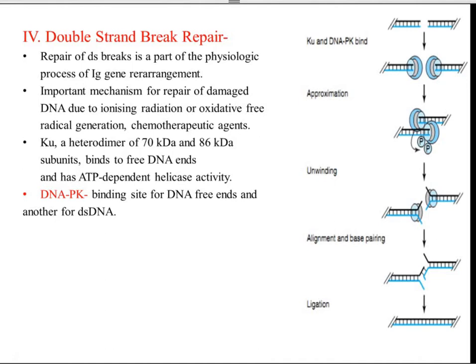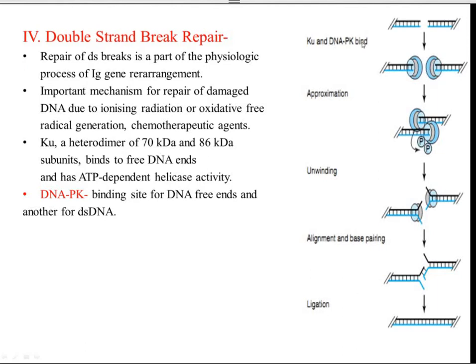Now this is a little complicated. So let me explain once again. There is a double strand break due to exposure to damaged DNA, ionizing radiation or oxidative free radical generation, or maybe exposure to chemotherapeutic reagents. Then two different types of proteins, a Q protein which is a heterodimer and a DNA dependent protein kinase, will bind to the double stranded DNA.